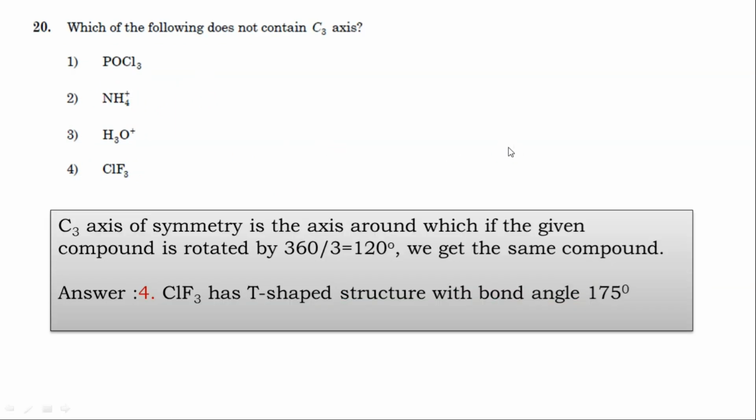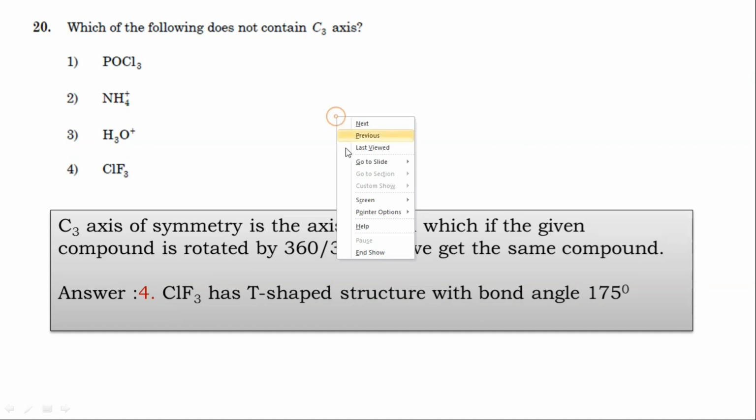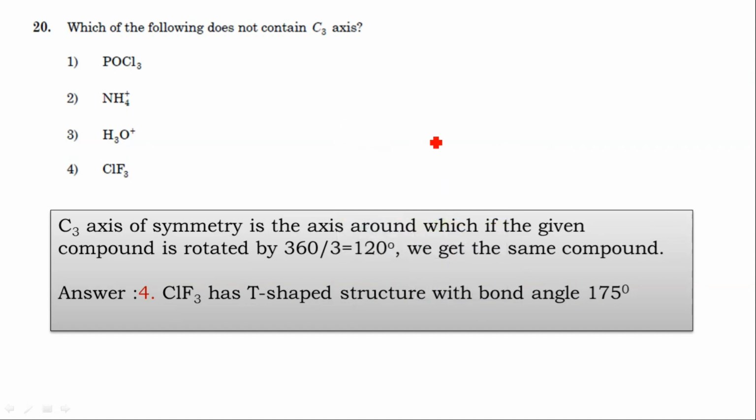Which of the following does not contain a C3 axis? Here you see POCl3, NH4 plus, H3O plus and ClF3. Option ClF3 is a T-shaped compound. For a C3 axis, 360 divided by 3 means the bond angle should be 120. ClF3 has a T-shaped structure with a bond angle of 175 degrees.